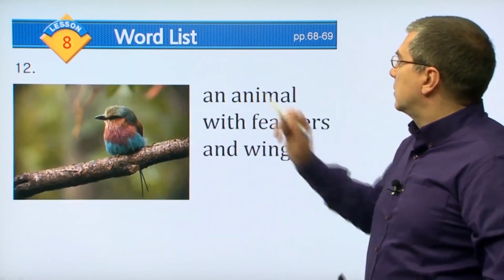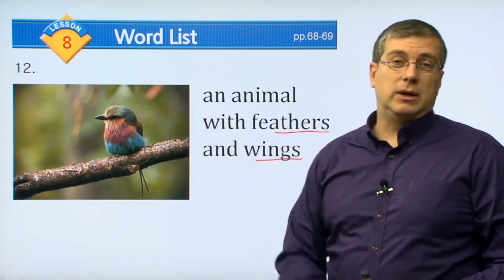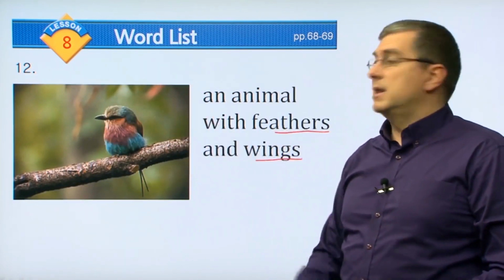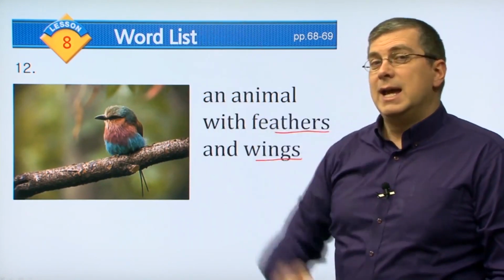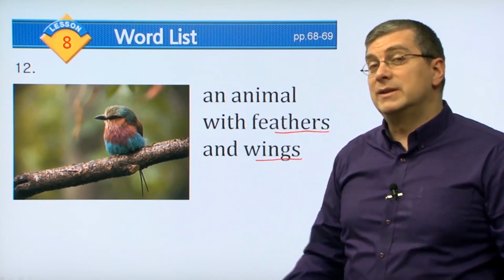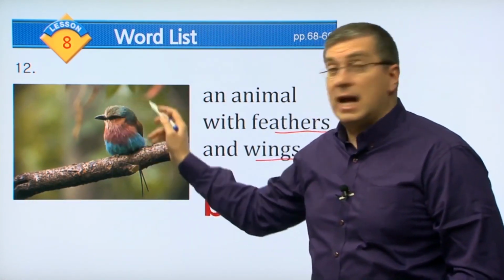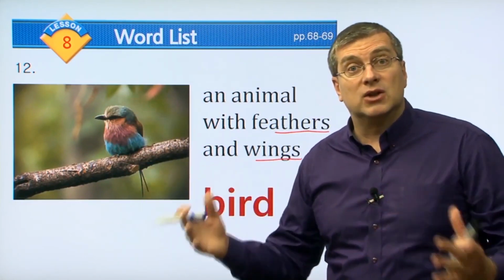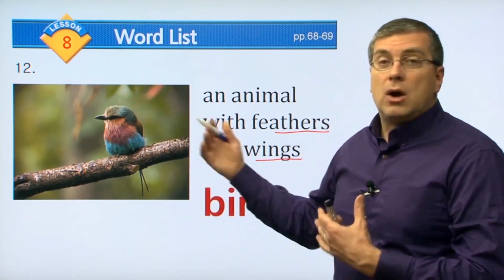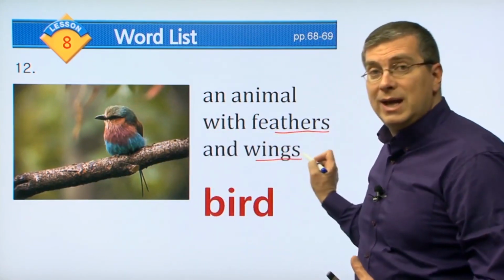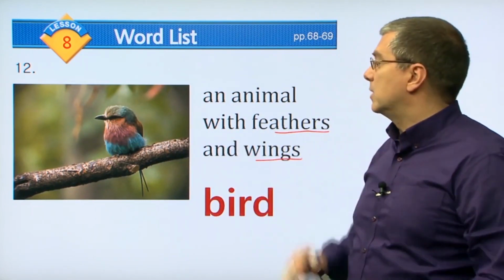Okay, the next one, an animal with feathers and wings. We already talked about this type of animal, right? This type of animal, what type of shelter does it make in the trees? It makes a nest. What is it? Of course, we know it's a bird. And there are many different kinds of birds, right? Many different shapes, different sizes, different colors. But if they have feathers and wings, we say it is a bird. Okay? So we see a bird here.